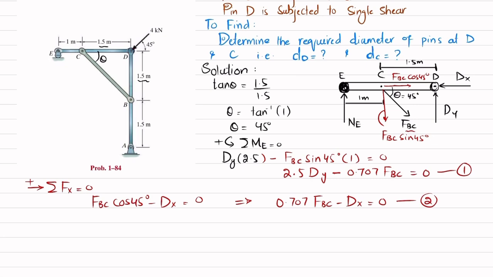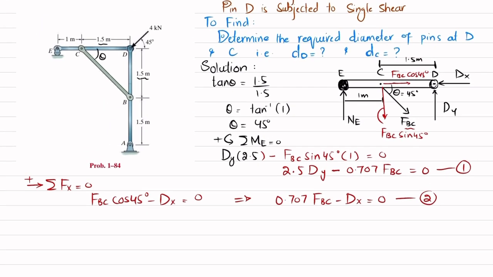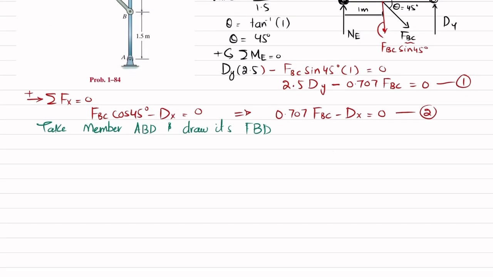Now what we will do is that we will take the free body diagram of this ABD member. So let me write it. Take member ABD and draw its free body diagram. Remember this ABD, so I will draw it over here. Let this be your vertical member here. This is your point D, where you have horizontal dx, clear. You have a vertical component which is dy.